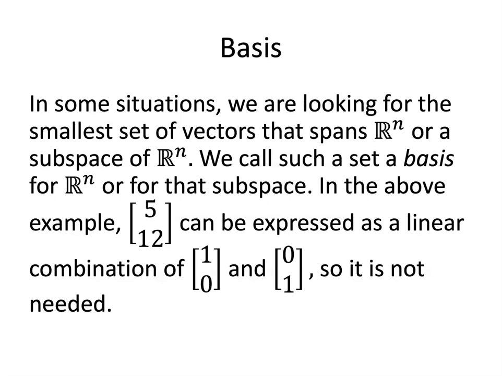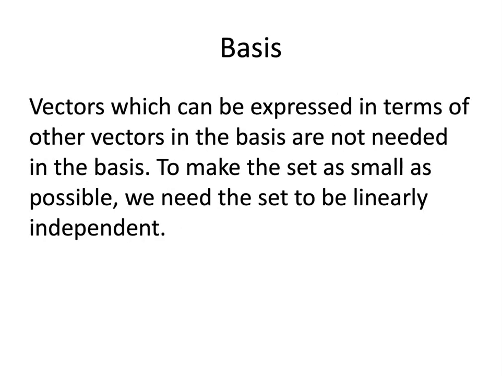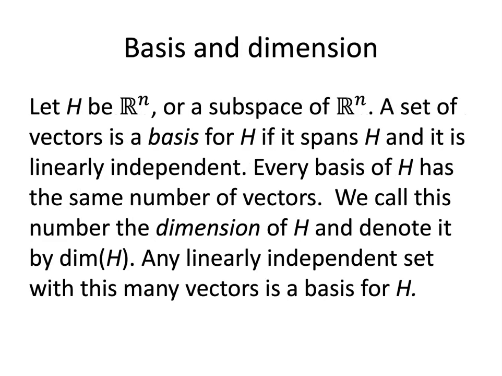In some situations, we're looking for the smallest set of vectors that spans Rn, or a subspace of Rn. We call such a set a basis for Rn, or a basis for that subspace. In the above example, (5, 12) can be expressed as a linear combination of (1, 0) and (0, 1), so it's not needed in the basis. Vectors which can be expressed in terms of other vectors in the basis are not needed in the basis. To make the set as small as possible, we need this set to be linearly independent.